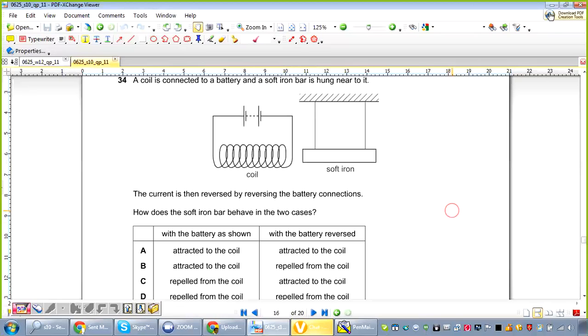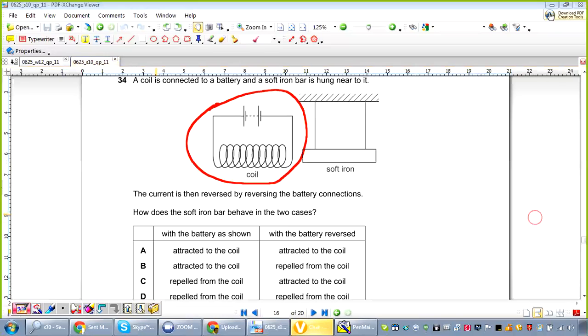So B? No, that's wrong. It will be A. The reason for that is, suppose I only have this much part of the circuit, what is this known as? Solenoid, correct. It will be a solenoid. Suppose in this case this is north pole and this is south pole, and this is soft iron. What is going to happen? It will get magnetized, south and north.